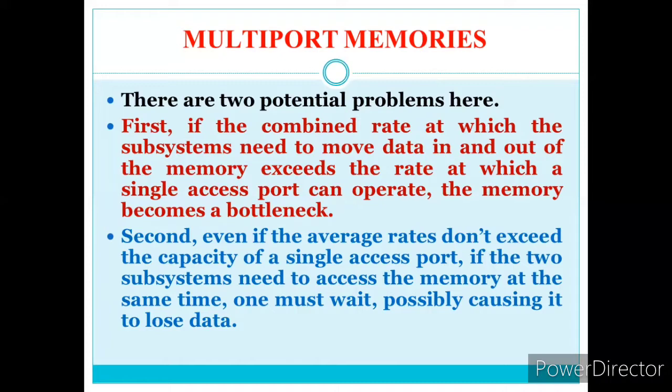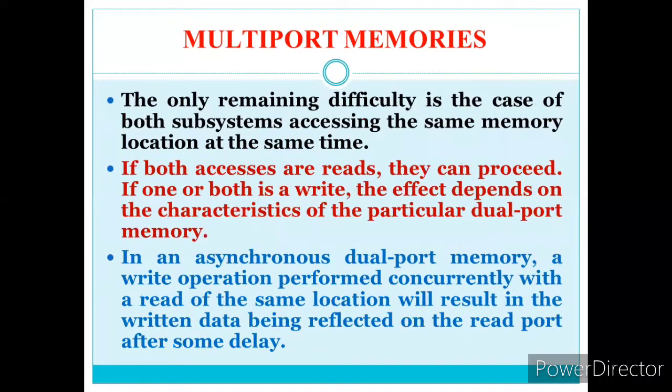What are these conflicts? Let us see in detail. The only remaining difficulty is the case of both subsystems accessing the same memory location at a time. As we said, accessing the same location becomes a problem here. For example, if both ports perform a read operation, they can proceed because read doesn't affect the data in the memory. But if one is a read and the other is a write, or if one or both are writes, the effect depends upon the characteristics of the particular dual port memory.